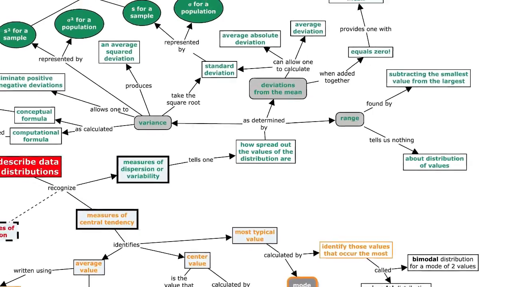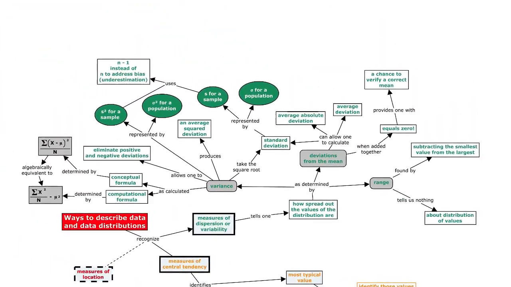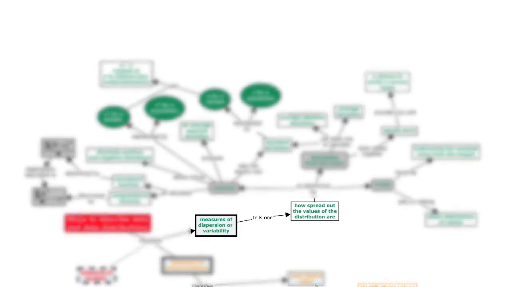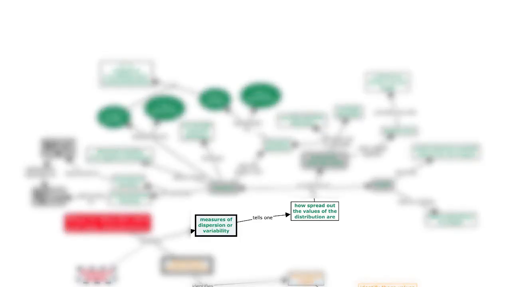Let's turn our attention to the top half, which I've done mostly in green and refers to the concept of measures of dispersion or variability. Like the measures of central tendency, measures of dispersion or variability provide us with a number that describes other kinds of characteristics of our distribution. In fact, they tell us something about how spread out the values of the distribution are.